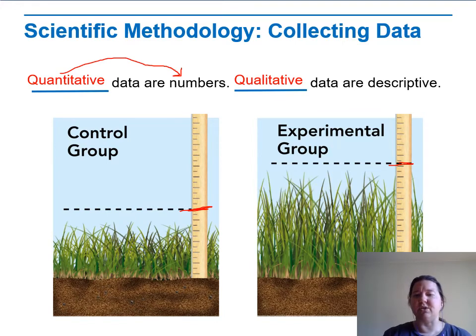Qualitative is descriptive, the quality of the specimen you're looking at. In this grass experiment, you could talk about the grass's color. That would be qualitative: greener grass or browner grass. Texture, how thick it is. Those are all qualitative measurements.